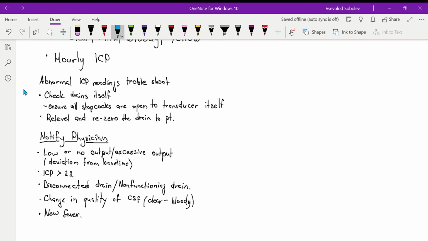Notify the physician for such things as low or no output, excessive output, deviation from baseline, intracranial pressure more than 22, disconnected drain, non-functioning drain, change in quality of cerebrospinal fluid, clear or bloody, and new fever.